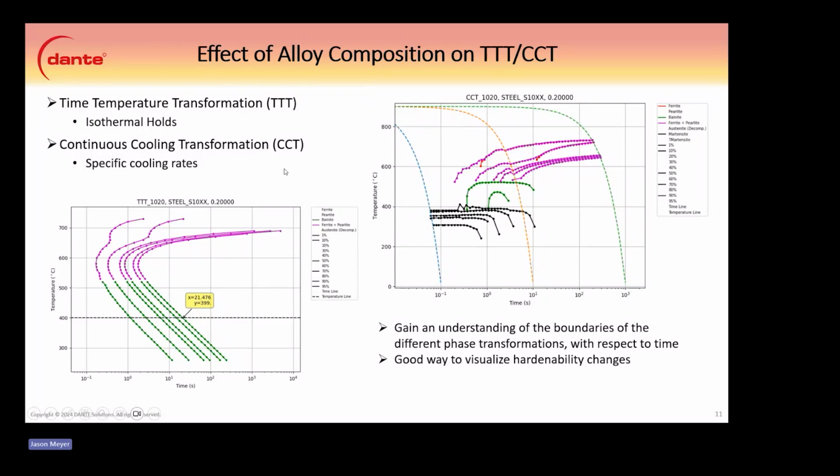And then for the continuous cooling transformation, or the CCT, we can specify cooling rates so you can see the cooling rate and then see if you're missing the noses or whatever for transformations. You'll notice that the TTT diagram does not have martensite transformation. It's because of the isothermal nature of the bainite transformation there. And then the martensite would start directly below that. You can see that on the continuous cooling diagram. These really help to gain an understanding of the boundaries of the different phase transformations with respect to time. And it's really a good way to visualize hardenability changes.